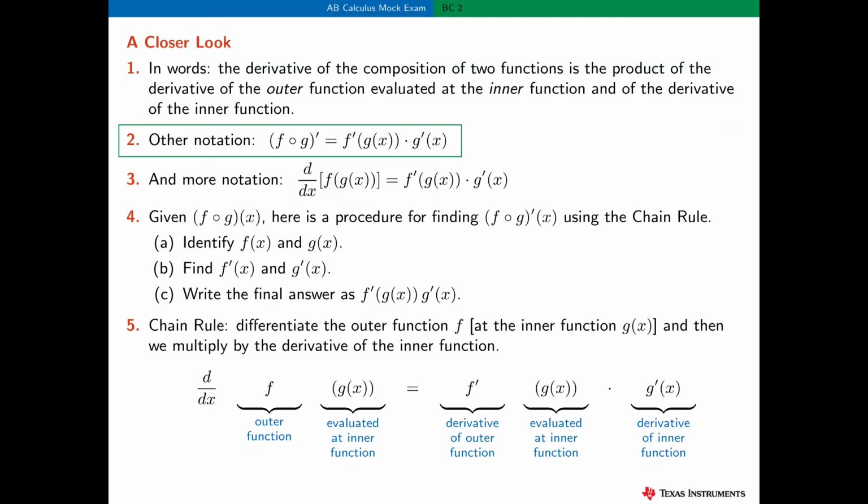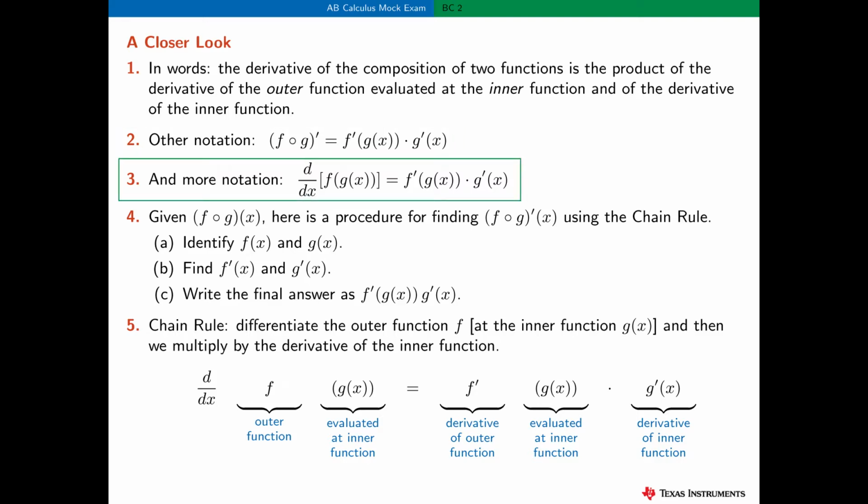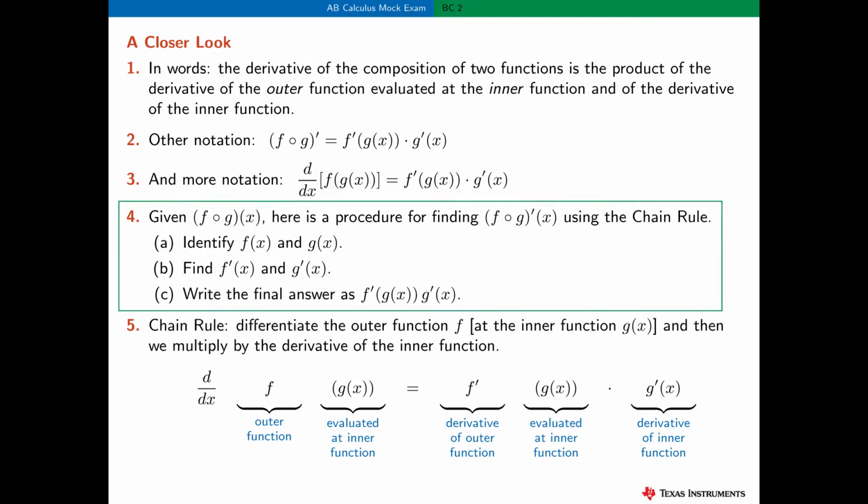Here's some other common notation to illustrate this rule. We often use an open circle to represent the composition of the functions f and g. And here's just another common way to indicate the derivative. And here's a step-by-step procedure for applying the chain rule. I find that this is helpful for students as they first learn to apply this rule.